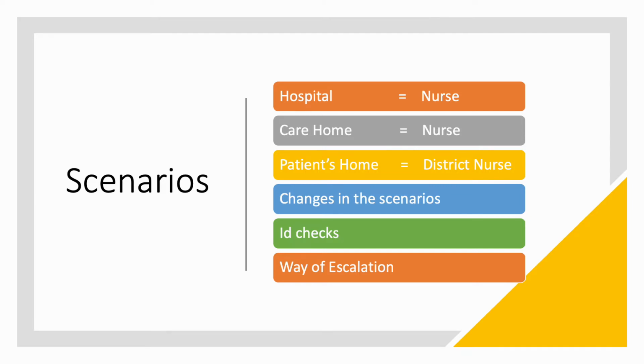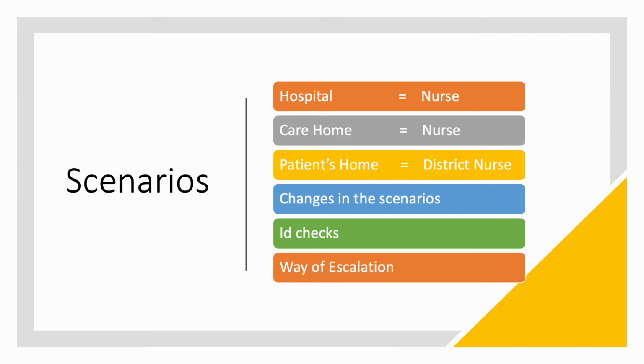For example, if it's a hospital setup, then definitely you will check the name, the date of birth, and the MRN number of the patient. If it's a patient's own home setup, again you check the name and the date of birth, but here the patient will not have a wristband, so you need to ask the address of the patient. So it will be name, date of birth, and address. Once you confirm the 3 checks, you proceed to ask about allergies and reactions.